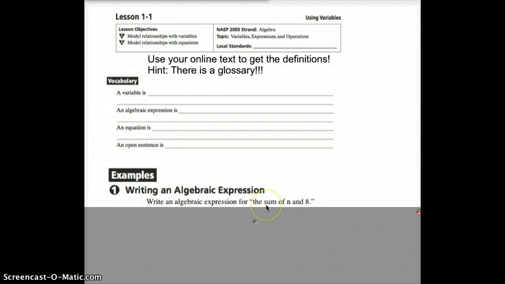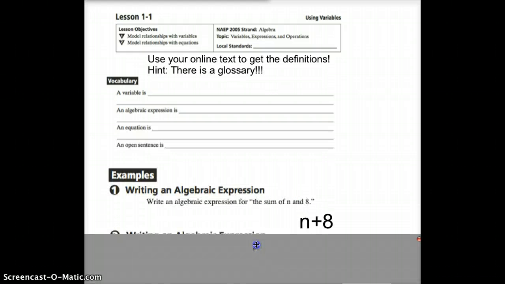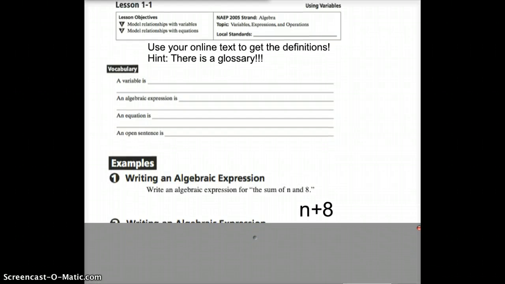Well, what does sum mean? Sum is usually the answer to an addition problem. So we're going to add n and 8, and we write n plus 8.